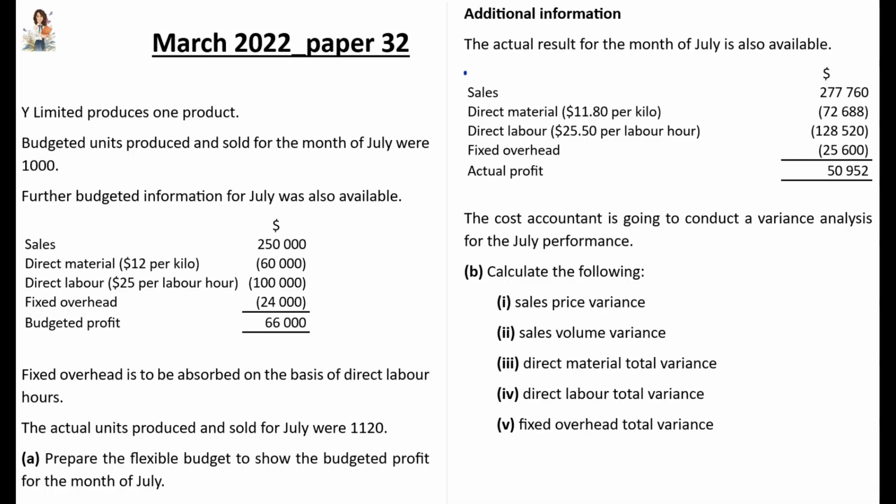In the next part of the question, we are given actual results for the month of July, and then we are told that a variance analysis is going to be conducted. And so, in part B, we have to calculate some variances. The first one is sales price variance. So, let's compute that. So, this is part B, subpart 1.